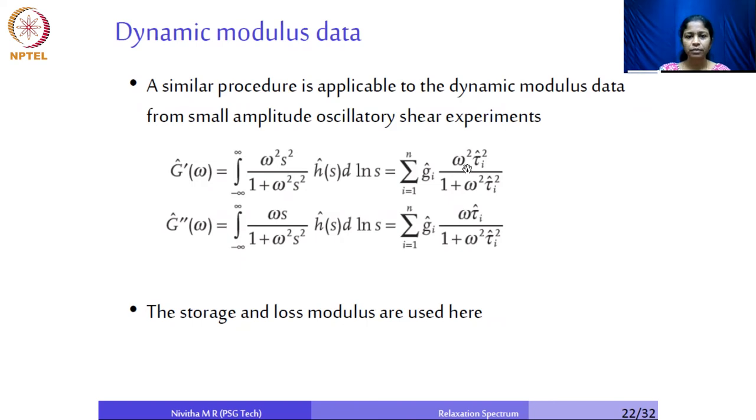Similarly, you can see for the discrete mode also, they have explained, and here you can see they have used tau. So from your small amplitude oscillatory shear experiment, you can compute G prime and G double prime. And from that, you can also compute your continuous and discrete relaxation spectrum. But you should have the storage and loss modulus data. G star is not sufficient. In fact, modulus of G star is not sufficient. You should have G prime and G double prime data variation with frequency. You can use that data to compute the continuous and discrete relaxation spectrum in this case.